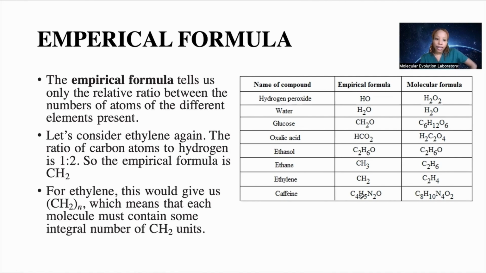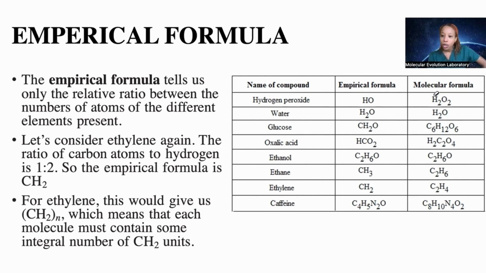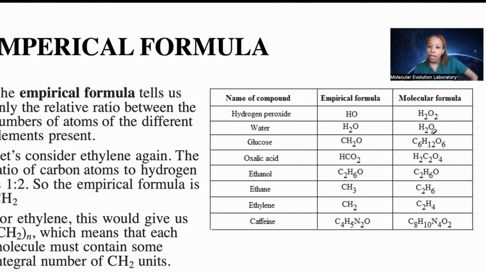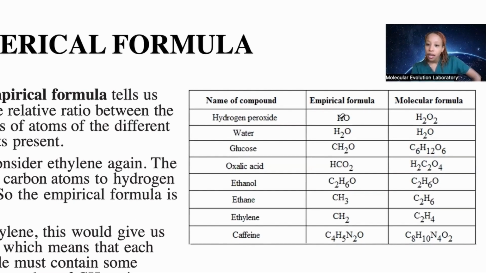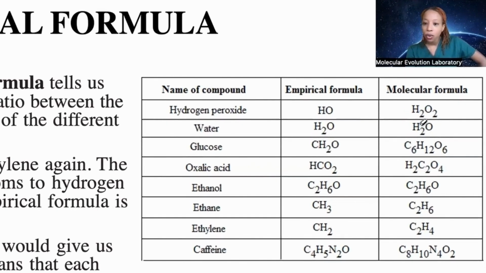So let's consider ethylene again. The ratio of carbon atoms to hydrogen is 1:2, so the empirical formula is CH2. For ethylene, this would give us CH2, and the n just basically means that it's an extension or repeating unit of CH2. We have different compounds. The molecular formula for hydrogen peroxide is 2 hydrogen atoms, 2 oxygen atoms, and the simplified version of this is HO, the empirical formula. For water, we already know it's H2O. We don't oversimplify it because it's already simplified.